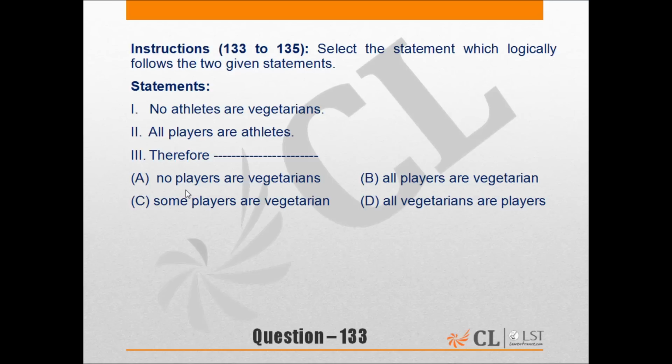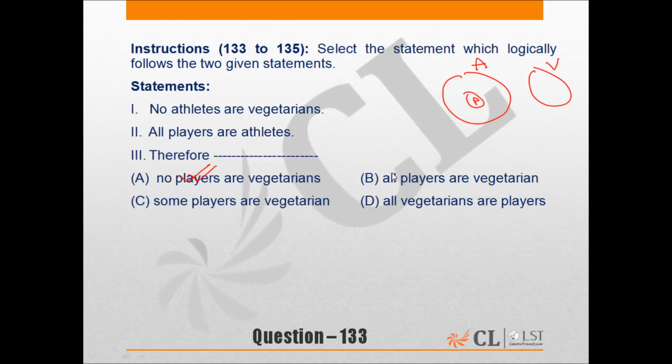For question 133, no athletes are vegetarians, all players are athletes. If players are athletes and no athletes are vegetarians, then straight away it follows that players cannot be vegetarians. If I have to draw a diagram for this, what would it look like? Athletes and vegetarians are separate sets, and players fall within athletes. So players and vegetarians have to be mutually exclusive sets. So no players are vegetarians. Option A clearly follows.